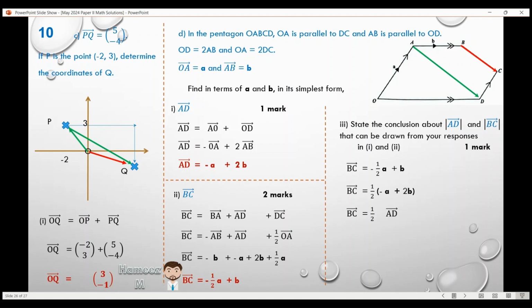From that, what does it tell us? It tells us 2 things. One, that vector BC, which we have in red, is parallel to the vector which we have in green, AD. And also, since it's half of it, it means that the length of BC is half the length of AD. And remember, length is represented by putting a modulus sign around the vector.